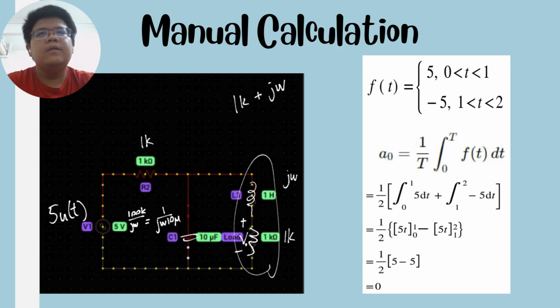And the 1 Henry inductor, when we convert, will turn into j omega. And now f(t) is the function for the voltage. When t is 0 to 1, the voltage is 5, and when t is 1 to 2, the voltage is negative 5. To calculate A naught, we use the formula 1 over T, integrate from 0 to T, f(t) dt. When we insert the function into this formula, we finally get A naught equal to 0.